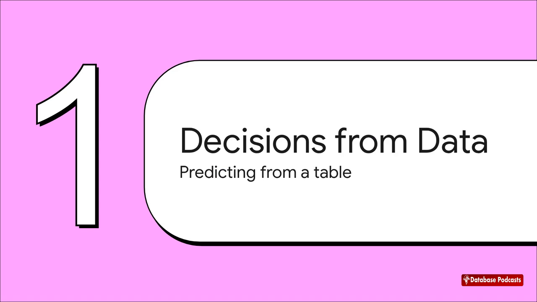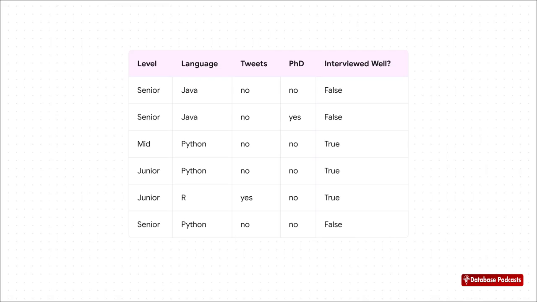Okay, let's kick things off with decisions from data. The big question here is, how can we build a system to predict outcomes when all we have is a simple table of information? This is a super common problem, right? So, let's imagine you're a hiring manager. You've got this data set of all your past candidates. You've been tracking things like their experience level, their favorite programming language, whether they use Twitter, if they have a PhD, and then you've got the most important piece of information. Did they end up interviewing well?